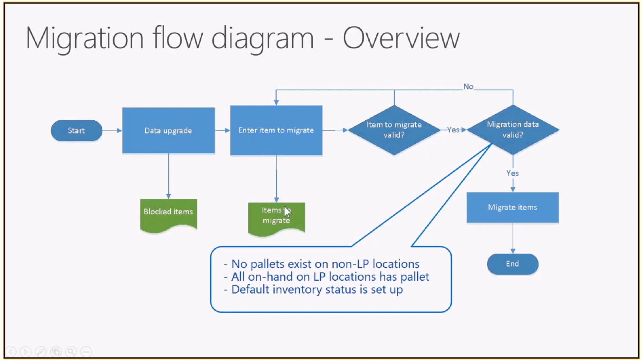And when we kick off the actual migration, we also will block that item because we'll make sure to put some example here. Well, you need to have a new inventory status value on the dimensions. That needs to be defined before you can migrate. But we also verify whether you have physically on hand with a pallet dimension on a location where it's not supposed to be.